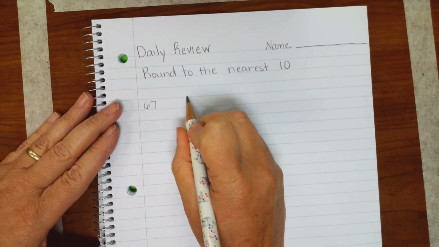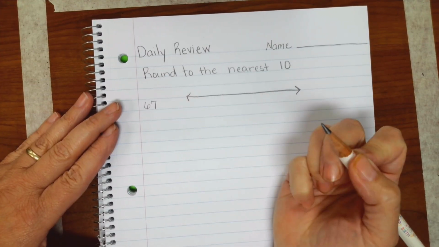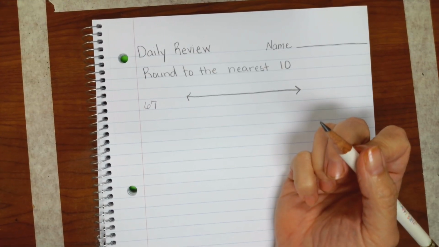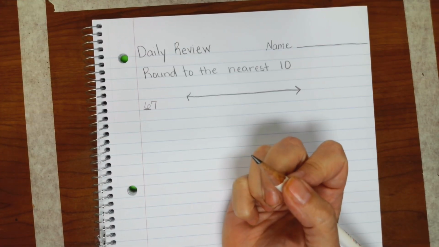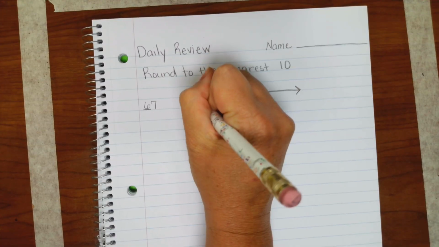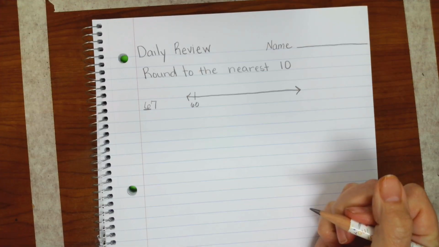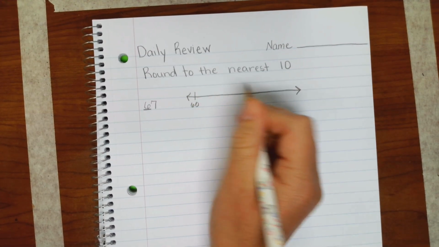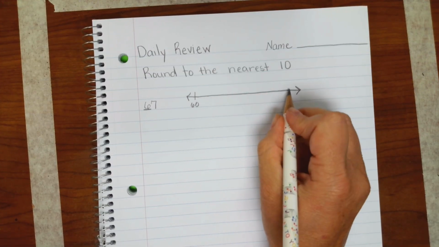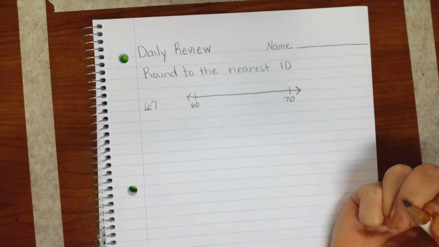So draw your number line, and ask yourself, how many 10s are in this number? So underline it. There are 6 10s in this number. That's how many you're going to put at the beginning of the line. You're going to put 6 10s, which is 60 written in standard form. Remember, this is standard form. One more 10, 6 10s, one more 10 is 7 10s, and written in standard form, that's 70.